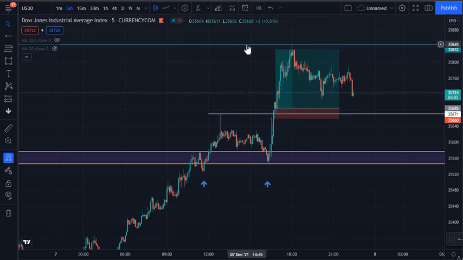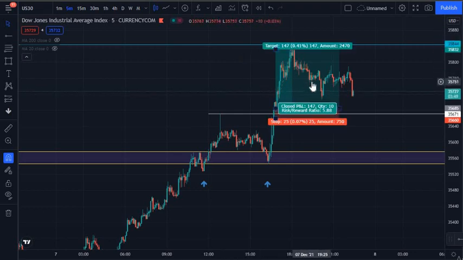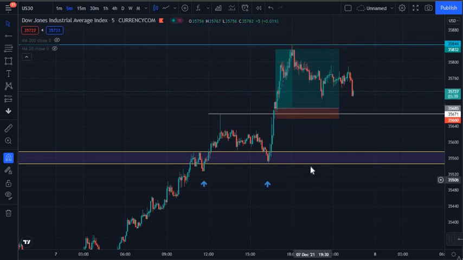Our TP was determined by, obviously, previous highs and lows, or candles on the left hand side, on the daily. So this is how we determined it. And yes guys, this is how the markets played out today.